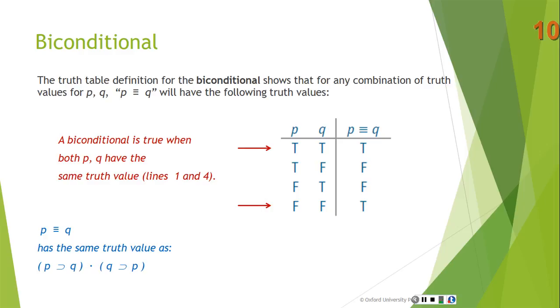If you did a truth table on this, you can't now because I haven't taught you how to do it, but if you did, you would see that it has a matching truth table for this. It would be first line true, second line false, third line false, fourth line true.